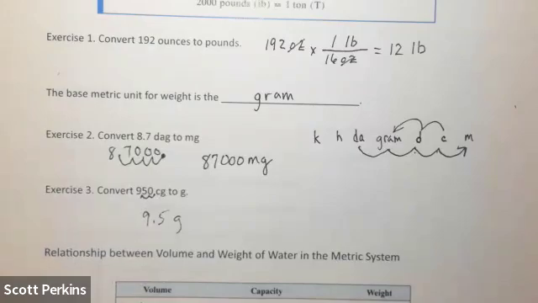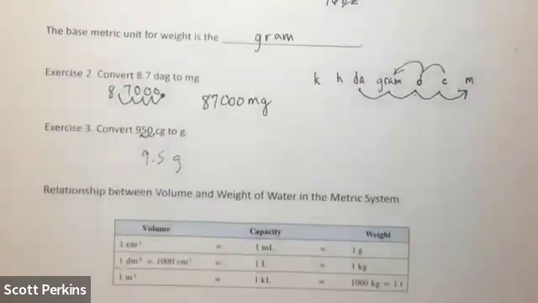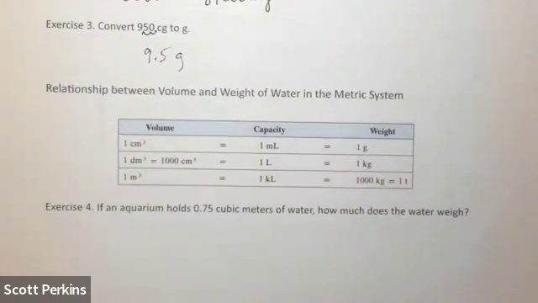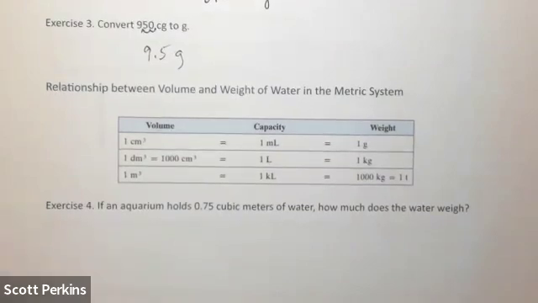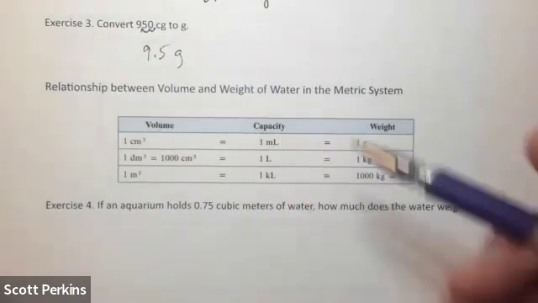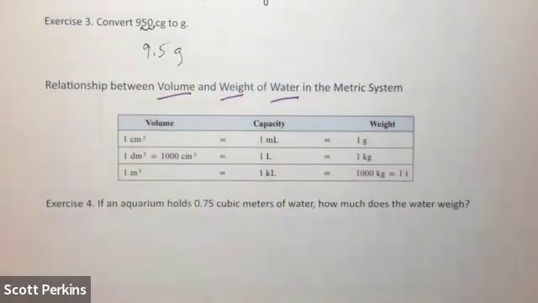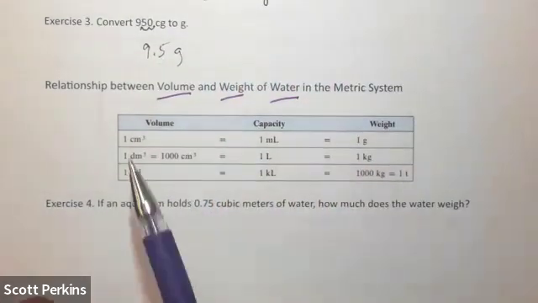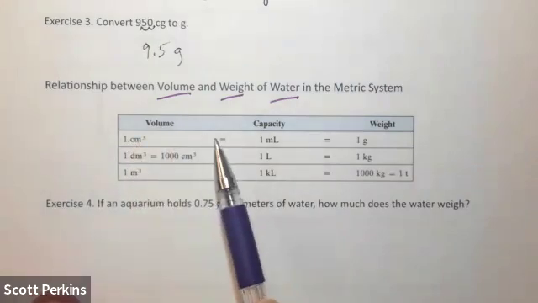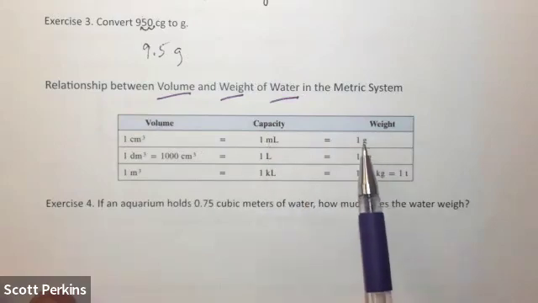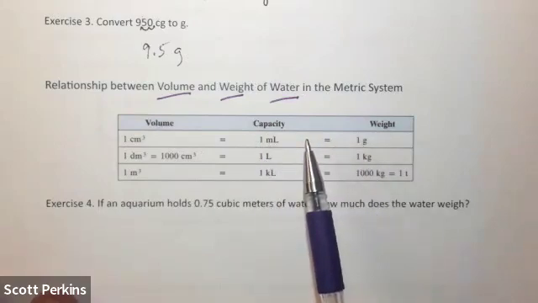Now, in the metric system, in the way it's designed, there is a very interesting relationship between volume and weight, and one of the most basic molecules, which is water. Okay, so volume, weight, and water. This doesn't apply to just any liquid. It's only water. But notice 1 centimeter cubed, which we know is 1 milliliter. We've seen that conversion before. But with water, that's also equal to 1 gram. It's very convenient for conversion.